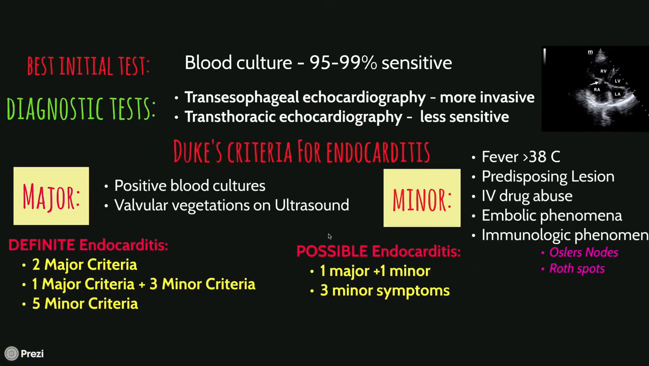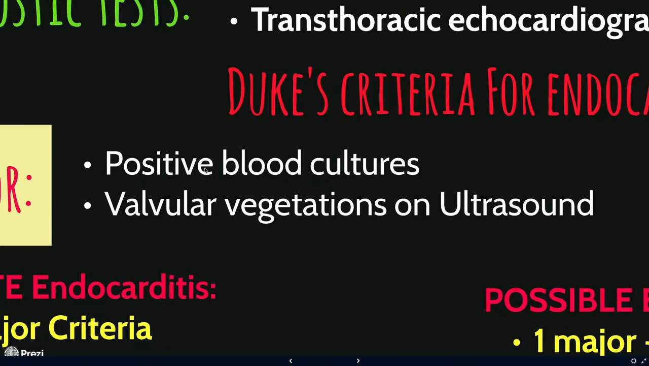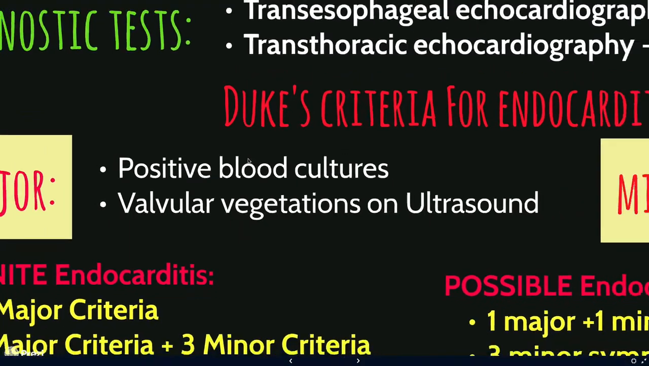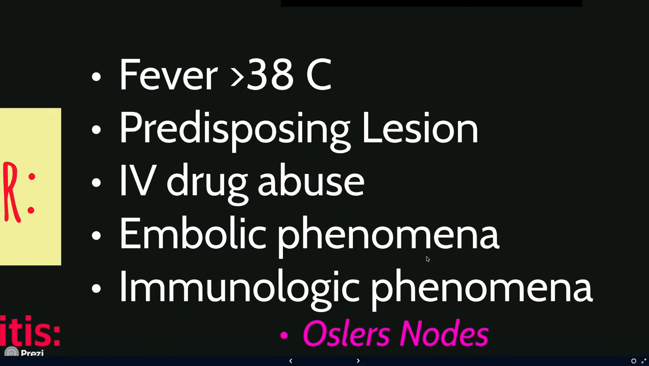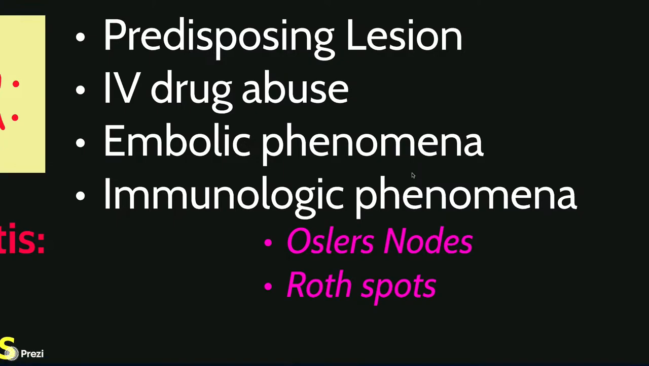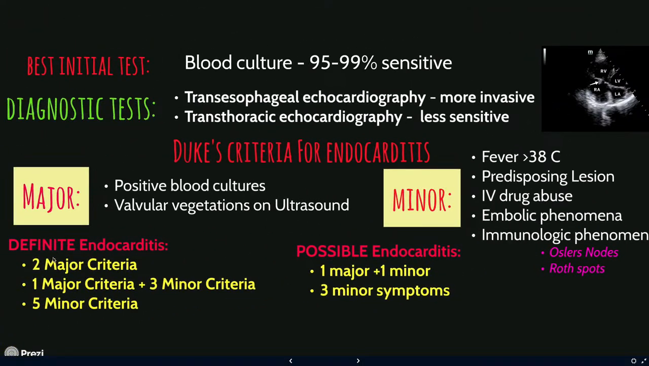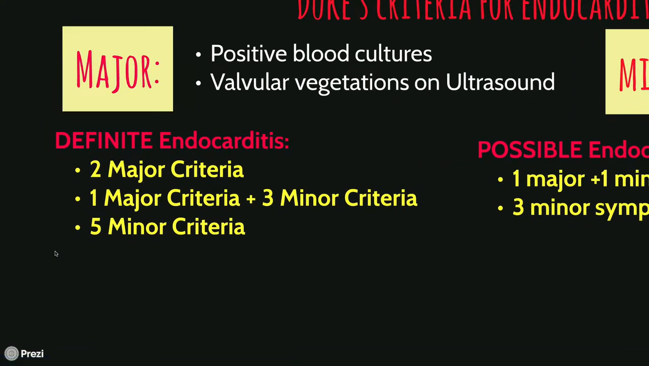How do we approach the patient with possible endocarditis? Here, we have major criteria based on positive blood cultures and visual valvular vegetations on ultrasound. And we have minor criteria: fever, predisposing lesion, risky behavior, meaning IV use, embolic phenomena and immunologic phenomena that I'll just skip for now. In infectious diseases, when you come back, we're gonna have a whole chapter dedicated to that. Definite endocarditis will be both of those major criteria, or one major plus three minor, or just five minor criteria.